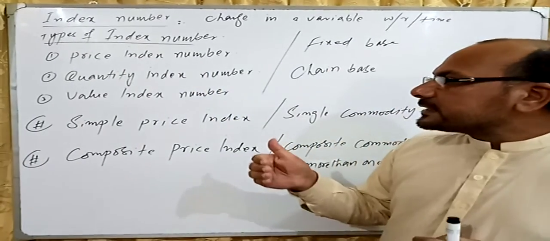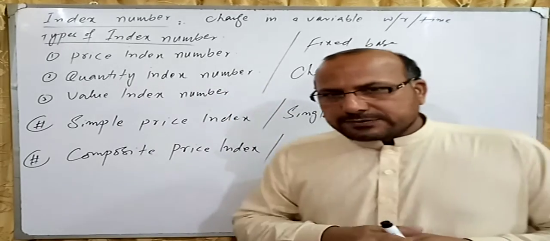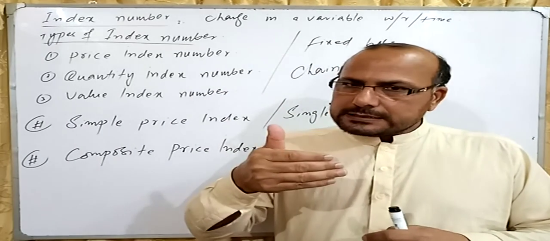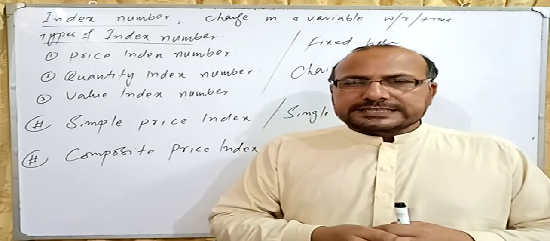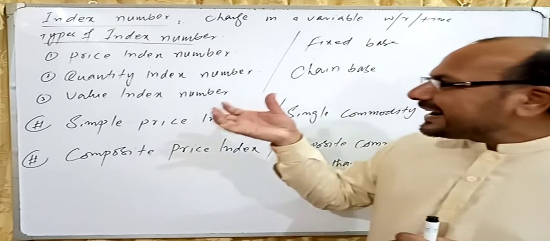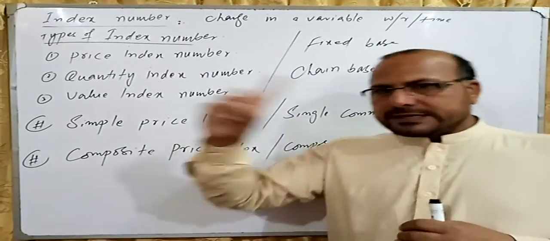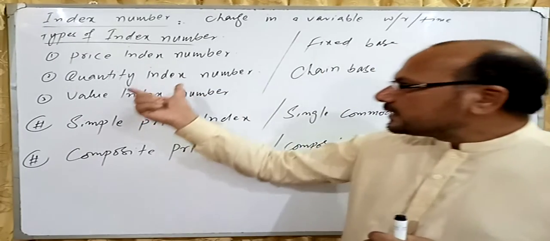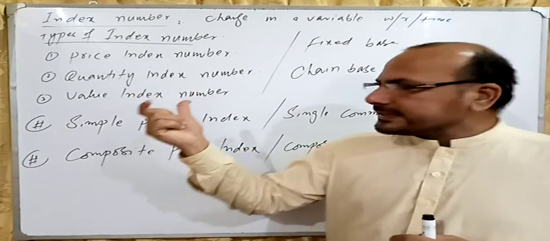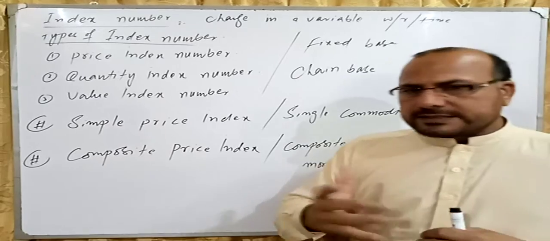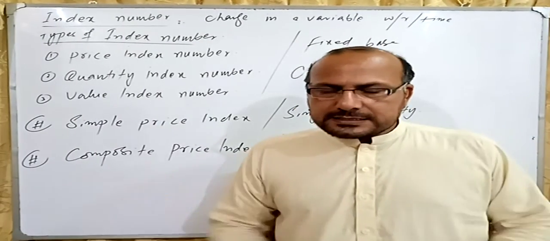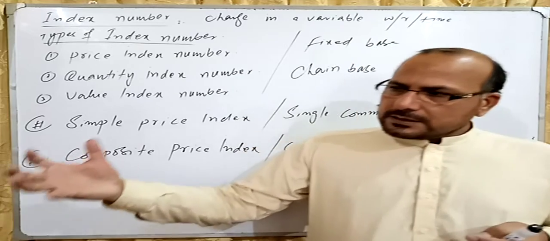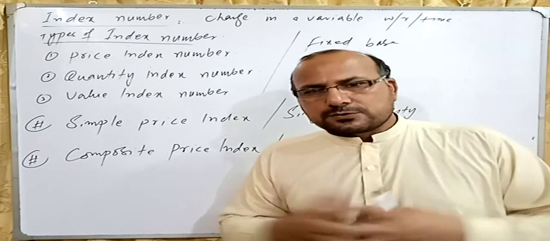And if we take quantity as a variable, quantity may be production, used items, or sold items, and the change from one time period to another of that particular quantity is basically called quantity index number. After that, value index number. Value index number is the composition of price as well as quantity.